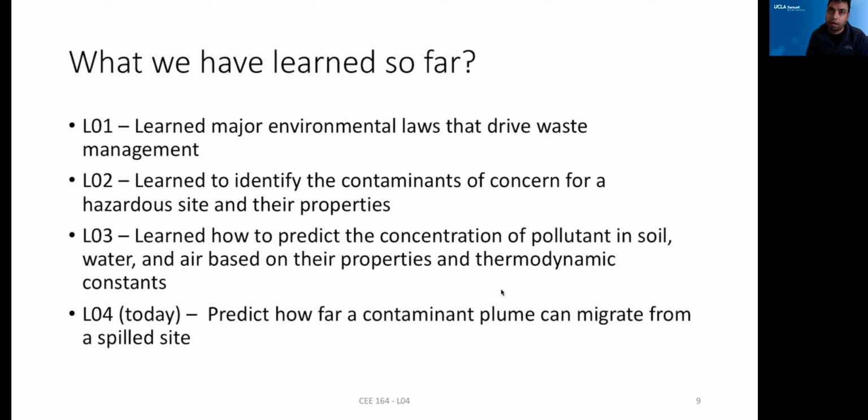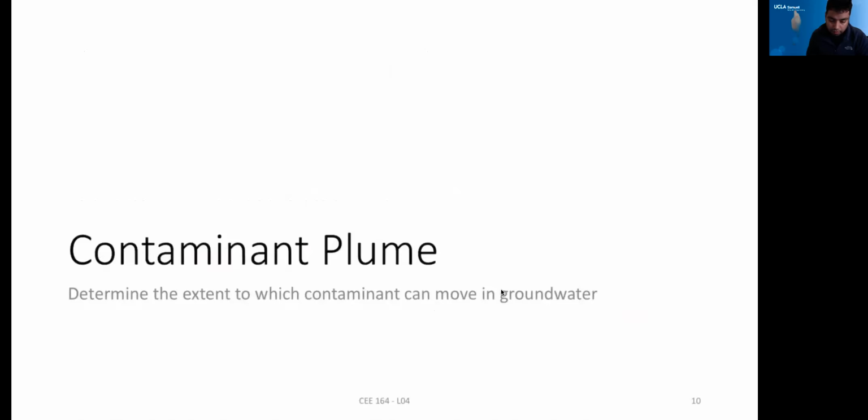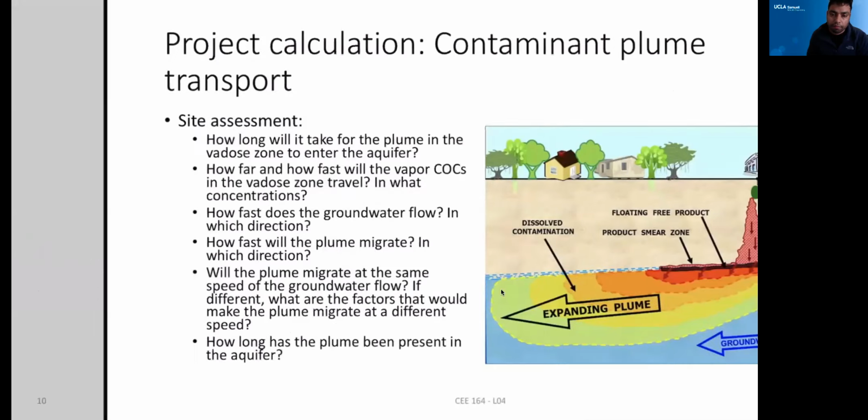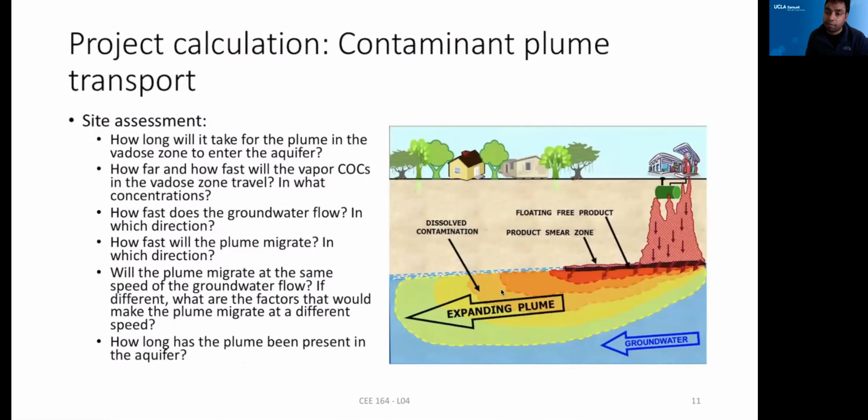Lecture 4, which is today, we are going to learn to predict the pollutant transport in groundwater from a spilled site. As you see over here, we are going to look at more about the contaminant plume. Again, just a picture that shows that. For instance, this is a gas station. The gas station has underground tanks, and that's where the pollutants are released. They slowly migrate through the subsurface or unsaturated soil, and once they hit the groundwater, the groundwater flow will make the contaminants move.